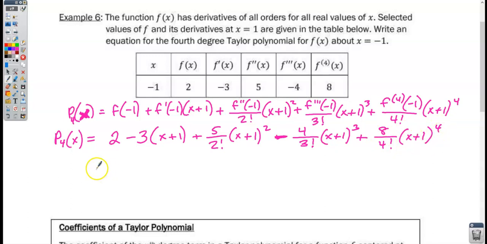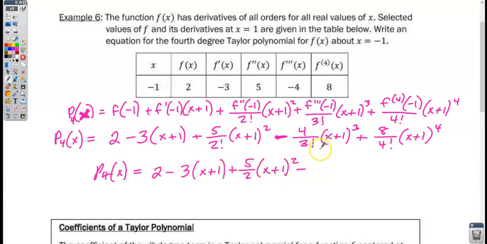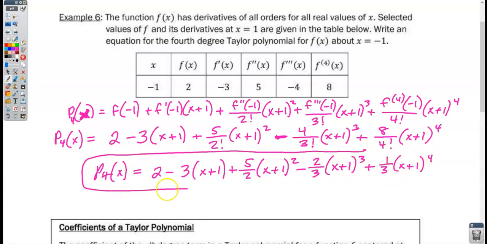And then the last thing I would want to do is just clean up my coefficients here. We're going to have 2 minus 3 times the quantity x plus 1, plus 5/2 times the quantity x plus 1 squared, minus 4/6 or minus 2/3 times the quantity x plus 1 cubed, plus 8 over 24, which is going to be 1/3 times the quantity x plus 1 to the fourth. And there's our fourth degree Taylor polynomial for f of x about x equals -1.